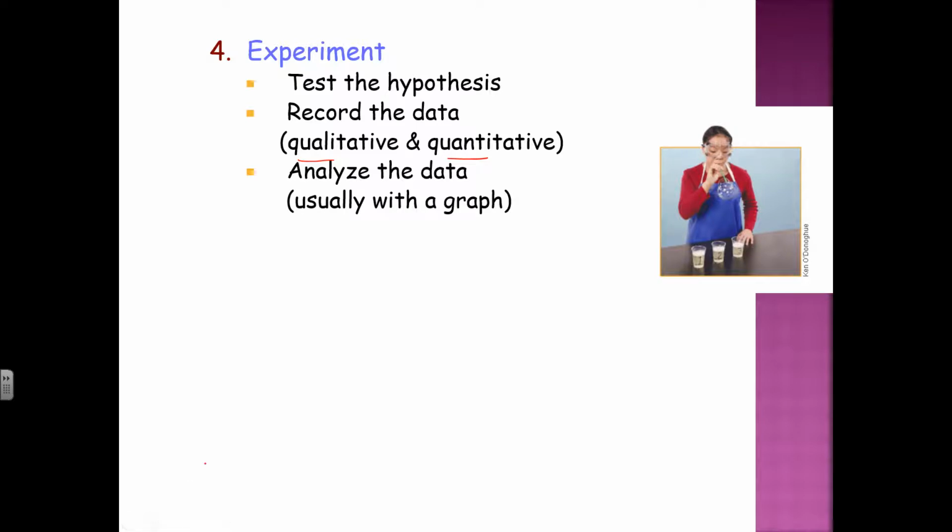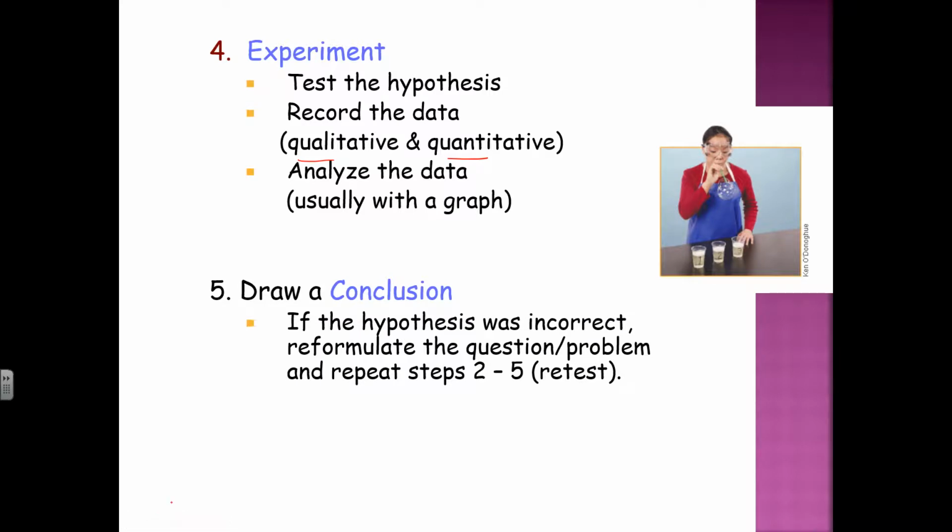Next, after the experiment, you would analyze it. Once you've collected the data, you're going to analyze your data. And usually the way that a scientist would do that is with a graph. Next, you can start drawing some conclusions. So once you've completed your experiment and you've analyzed your data, you begin to draw some conclusions. If your hypothesis was incorrect, you want to reformulate your hypothesis and then repeat steps 2 through 5 as you retest.